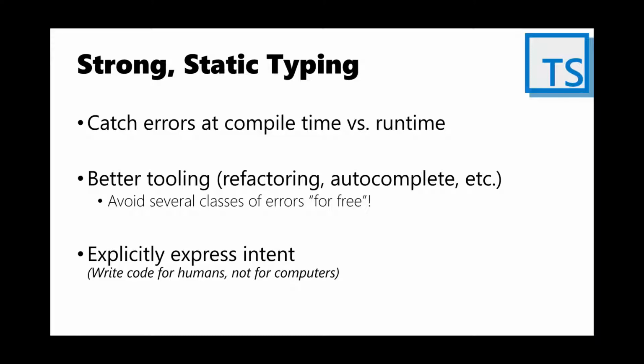So first and foremost, you can catch those errors at compile time versus runtime, right? So if you make that spelling mistake, which is what most bugs come down to, especially in JavaScript, the compiler can find it at compile time, not when you're actually live in production, right? You also get better tooling, refactoring, autocomplete, and everything.